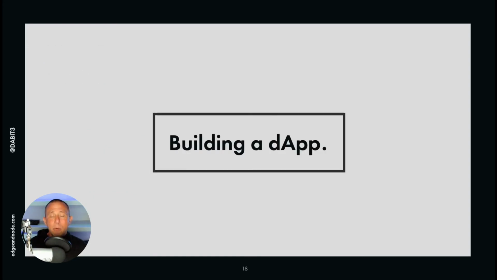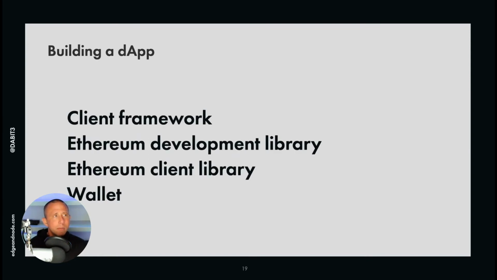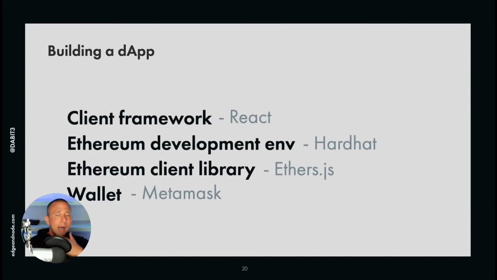Let's talk about how we might build one of these dApps and what we would need to get started with it. So at a basic core level, some of the main things that you would probably want to work with to just get started are a client framework, an Ethereum or some blockchain development library, some Ethereum or blockchain client library, as well as a wallet that interacts with the blockchain. So in this talk, I'm going to be talking about what I think is a really modern take, a modern stack, based on what a lot of companies are using today.